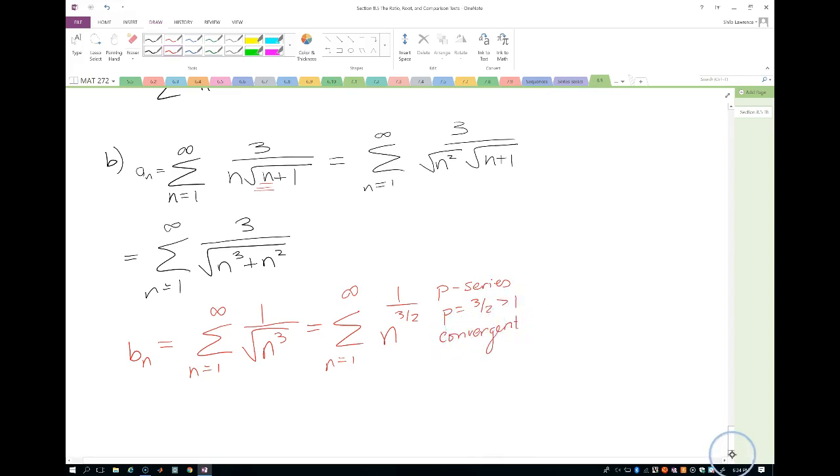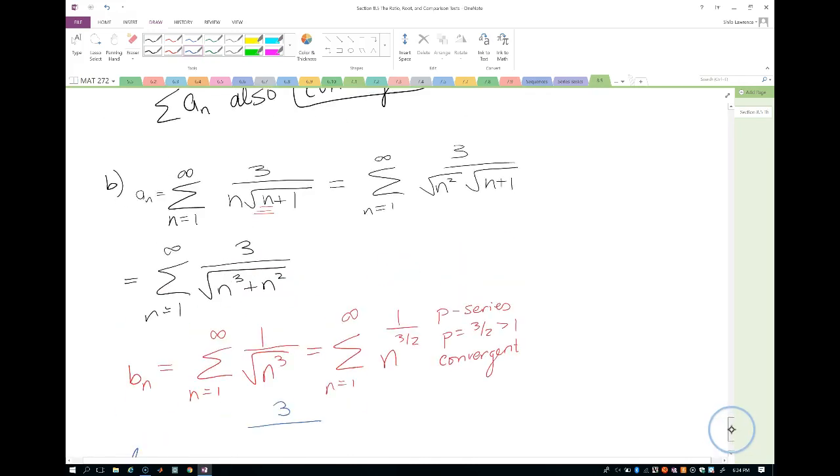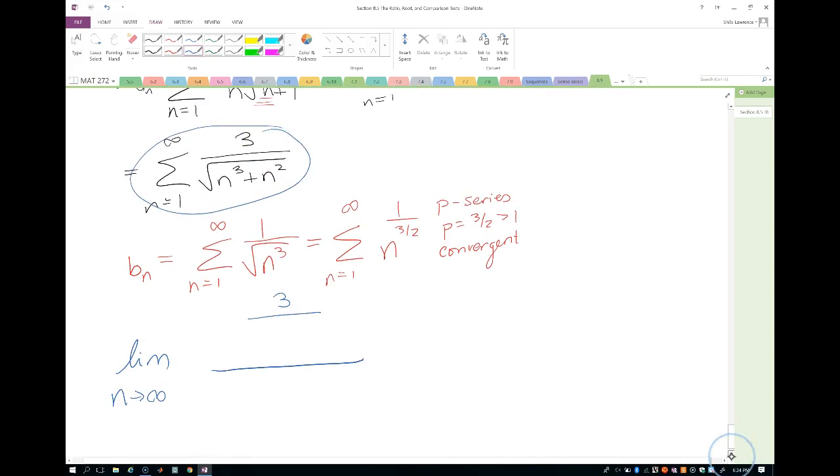And if we can take the limit of a sub n over b sub n, and it comes out to be some finite number, that will be enough to prove that a sub n is also convergent. So we're going to calculate the limit as n approaches infinity. On the top, we're going to put the a sub n. And I'm going to put this algebra simplified version of it because I think the limit will be easier. In the bottom, I'm going to put my b sub n. Instead of dividing, I'll flip and multiply.